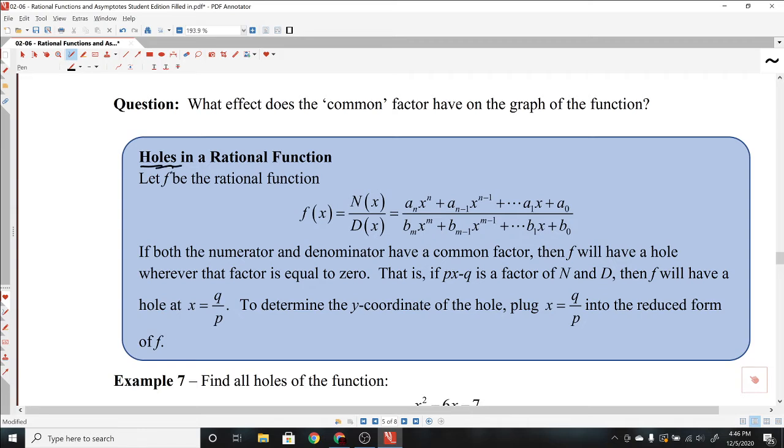of the function. So if we start off with, again, a rational function, same copy-pasted definition we had 3 or 4 times earlier. If both a numerator and denominator have a common factor, then f will have a hole wherever that factor is 0. So just real quick, if I had f of x equals, and I factor it down, and I have x minus 4 times x plus 7 on the top, and I have x minus 4 and x minus 2 on the bottom, then we're going to have a hole at x equals 4, since that's the common factor.